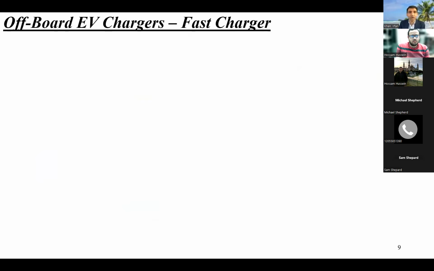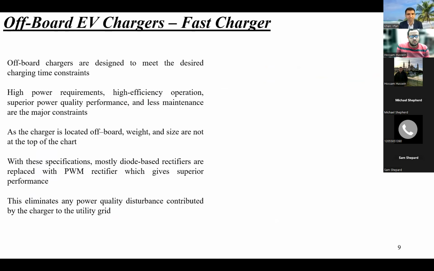All right, then we talk about the off-board EV charger. They are a little bit faster than the level 1 charger. Off-board chargers are designed to meet the desired charging time constraint, to make it faster. High power requirement, high efficiency operation, superior power quality performance, and less maintenance are the major constraints. That's why we designed the level 2 charger, the off-board charger. They are off-board, they are not on the vehicle, so they do not add any weight to the vehicle. As the charger is located off-board, weight and size are not at the top of the chart. That was not a requirement in this case. So even if it is heavier, that's fine.